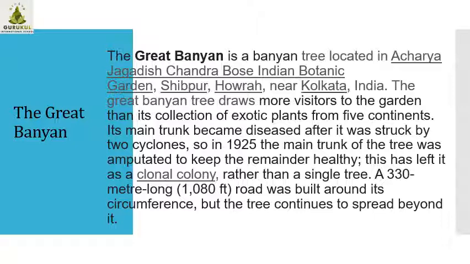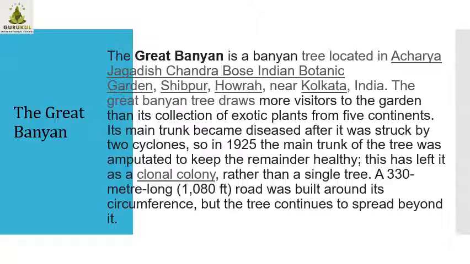That has left it as a clonal colony rather than a single tree. Now you can see that there are many trees, a colony of many trees, a group of many trees, but actually these are the sub parts of the main tree. So it has formed a colony of banyan trees from the main tree. Then see the area, how much it has covered. It is 333 meters long, that is 1080 feet. A road was built around the circumference.